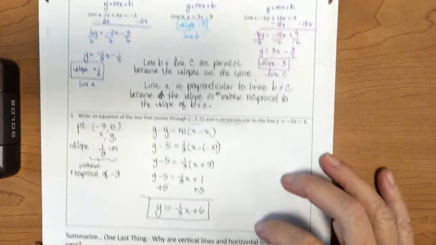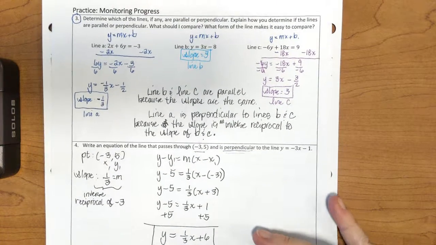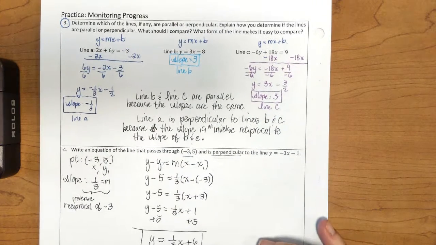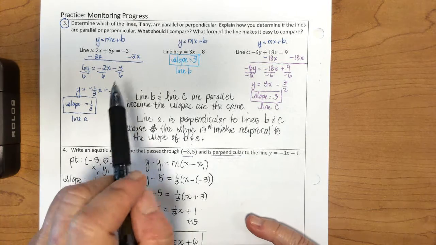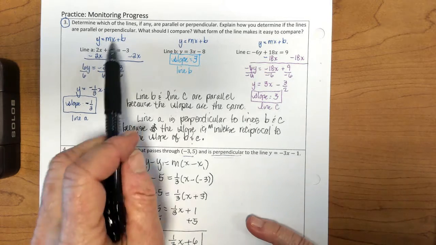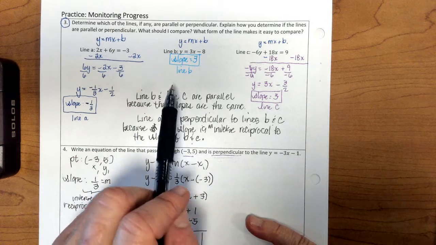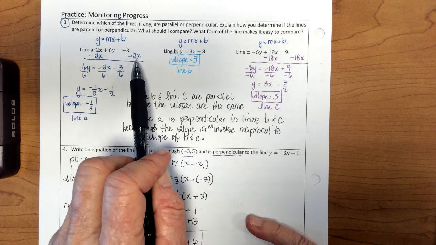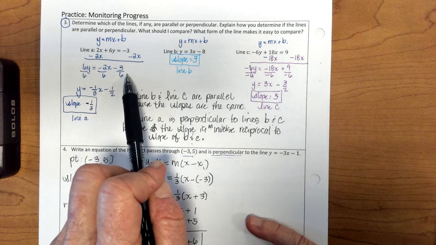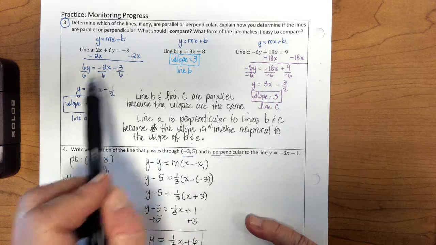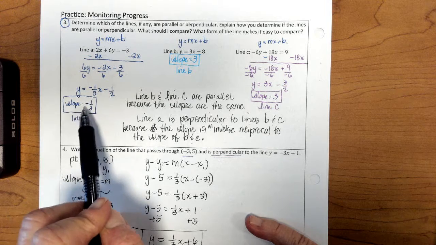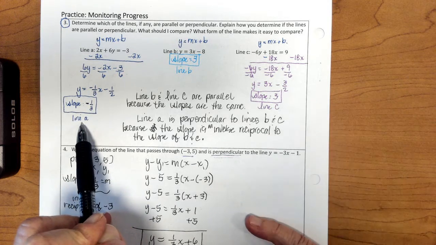So you can see what I did for the practice monitoring progress. I had to first manipulate the equation for line A and C into y is equal to mx plus b. So noticing that I needed to subtract 2x from both sides, which left me with negative 2x minus 3 is equal to 6y, dividing everything by 6, and then simplifying as I did that, which left me with negative 1/3 x minus 1/2. I then indicated my slope was negative 1/3. So that was my slope of line A.